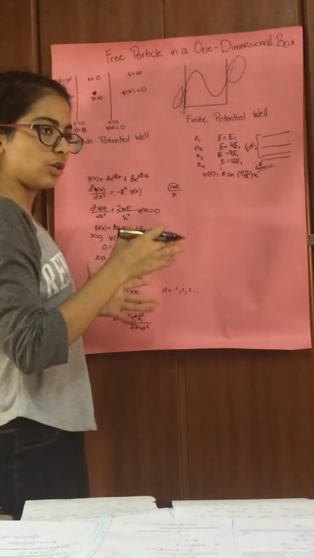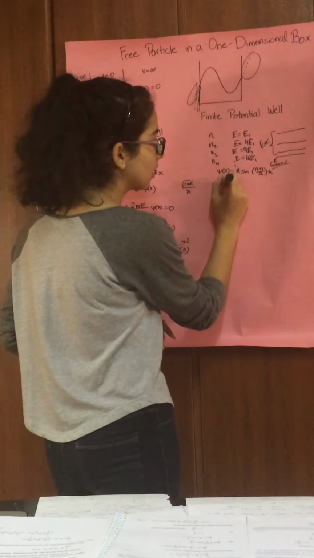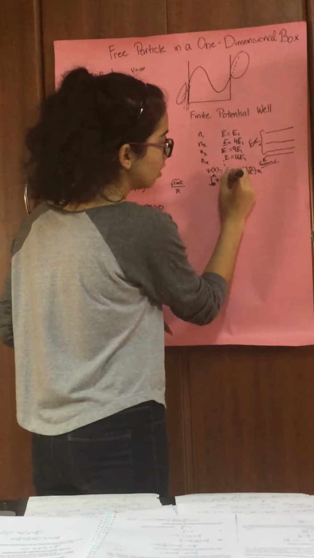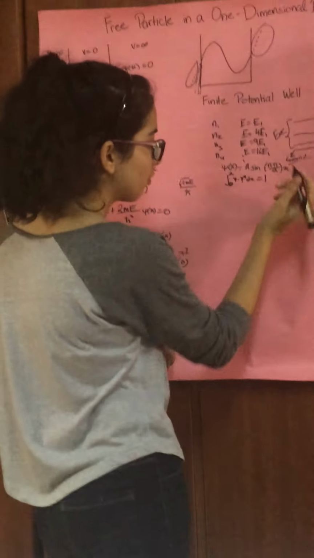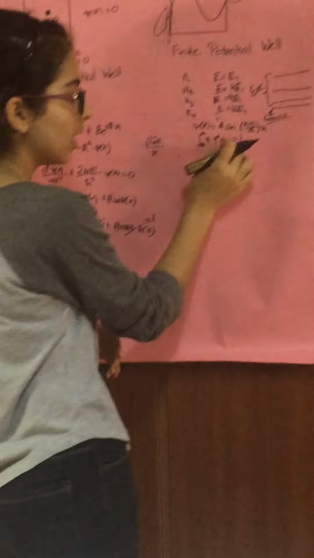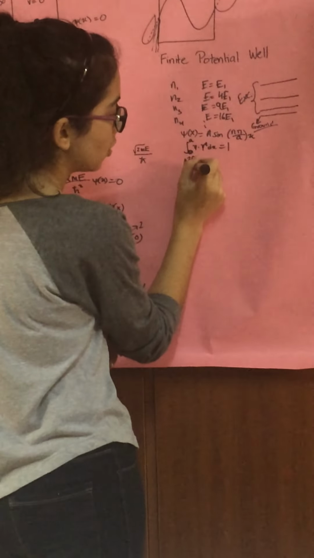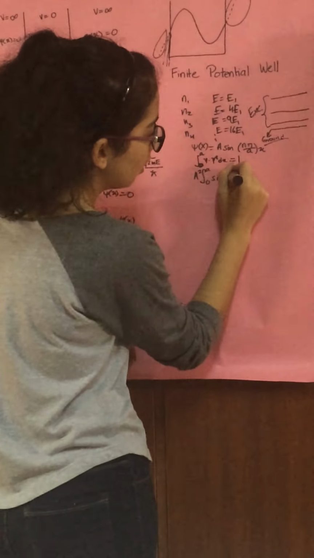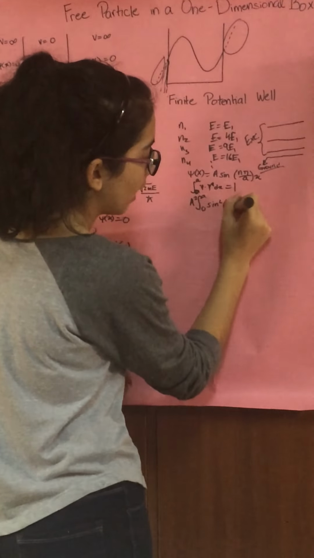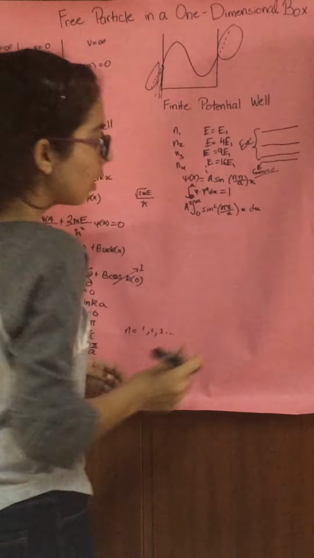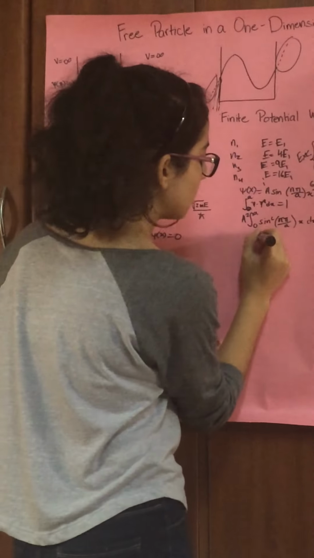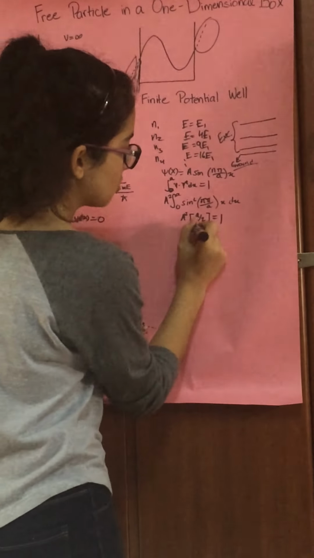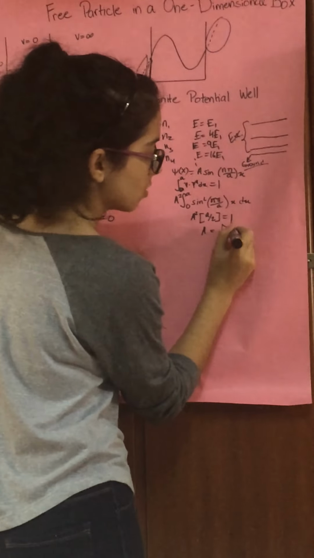So now what we do is we do normalization of this function. So we take the integral from 0 to a of phi times phi star dx equals 1. Then we substitute in for this phi and the phi star. So we get A squared times the integral from 0 to a of sine squared n pi by a x dx. After we solve the integral, what we get at the end is A squared times small a by 2 equals 1, which means that big A equals the root of 2 by small a.